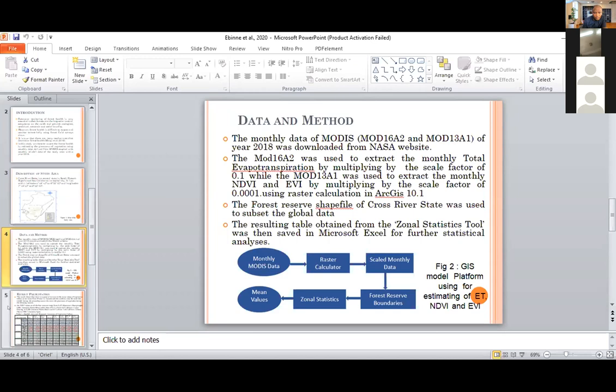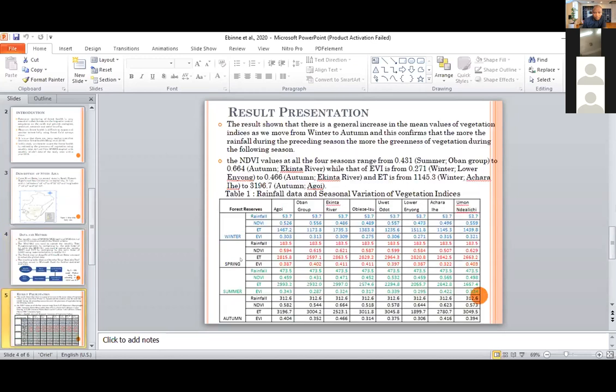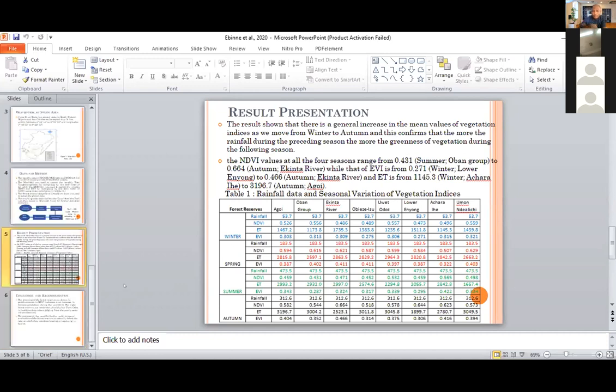If you turn to the table in the results and presentation, you see about 8 forest reserves in Calabar. You also have a temporal variation through winter, spring, summer, and autumn. In our case, winter and autumn are the dry season, and spring and summer are the rainy season. You can see the indicators there. You have NDVI, which gives you an indication of how healthy vegetation is. You also have the EVI, the enhanced vegetation index, and the other one is the normalized difference vegetation index.